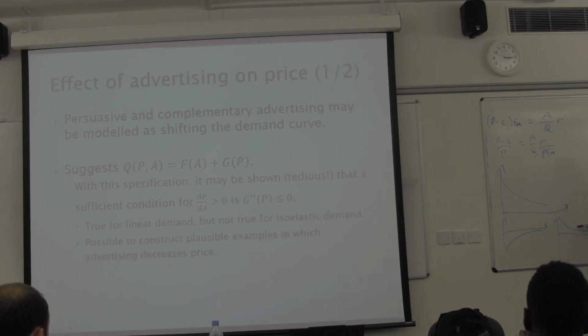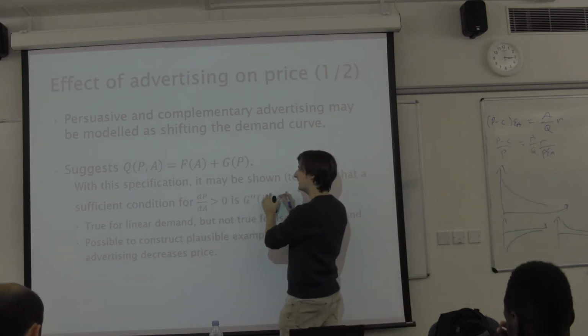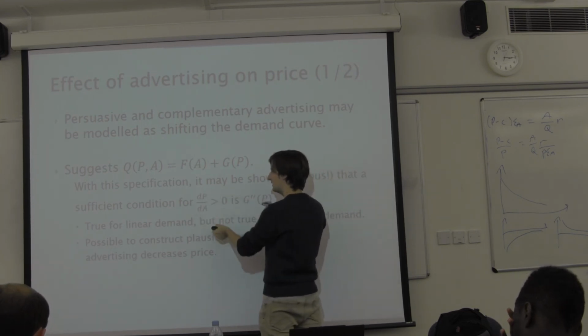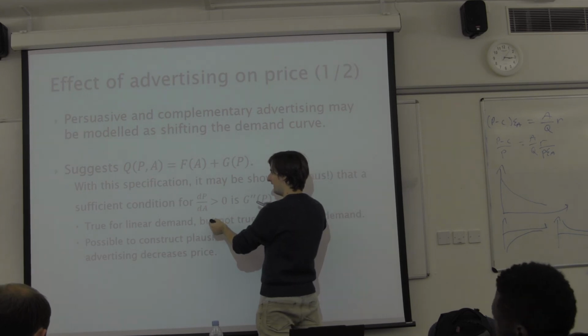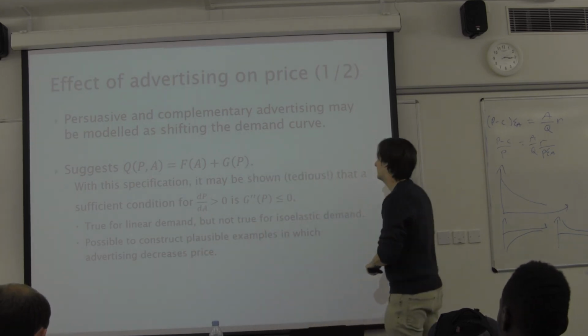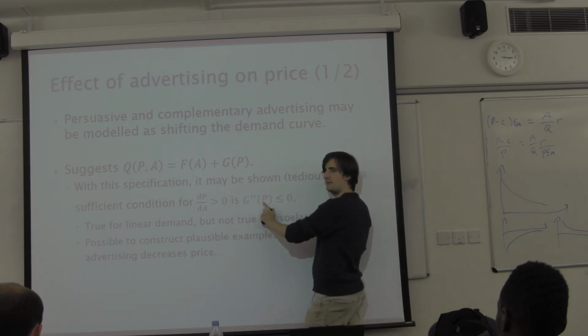And the second derivative is positive. So with a demand curve that slopes like that, the second derivative is positive. So with a standard demand curve, this won't be true. In fact, advertising will reduce the price, not increase the price. Okay, with linear demand, what's the second derivative of linear demand?